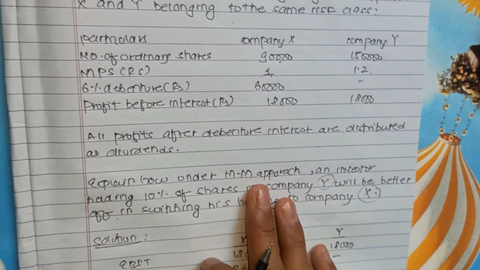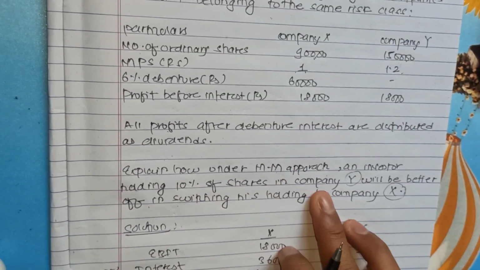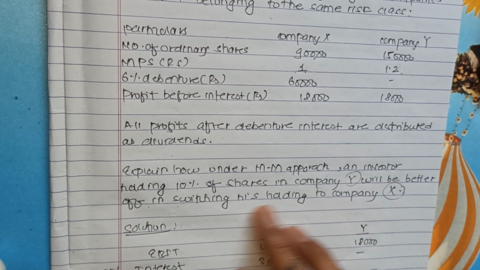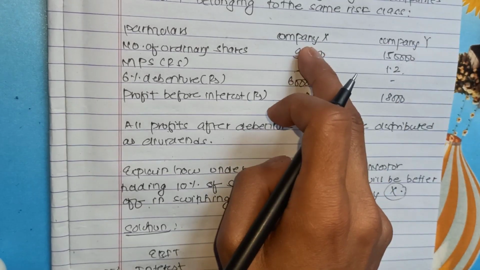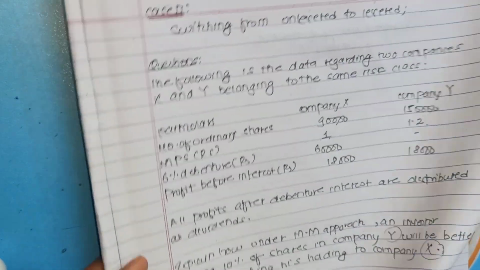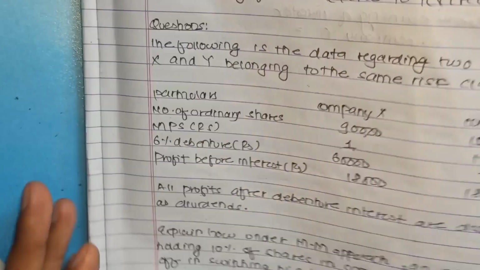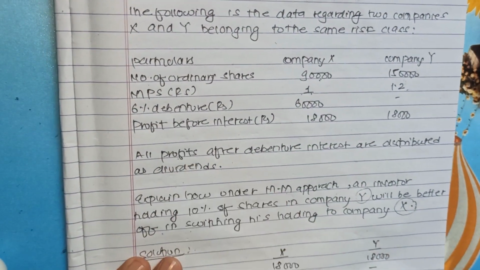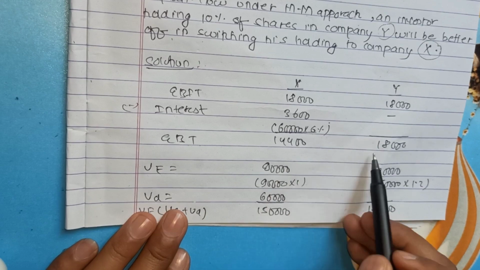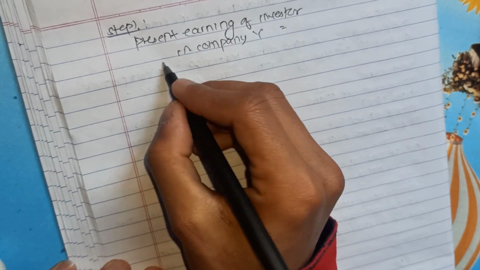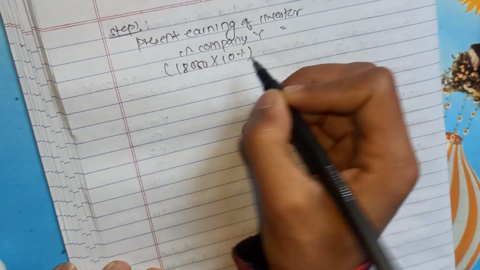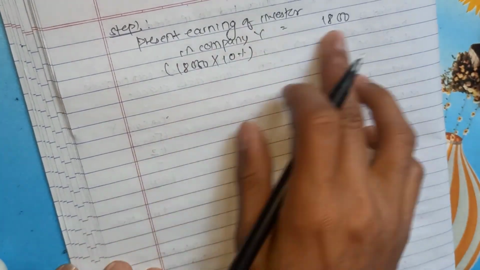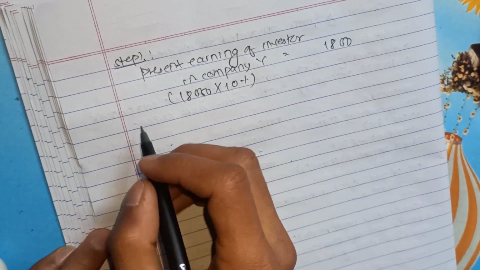There is a question that 10% holding of the share of the company Y will be better off switching to company X, means he is investor in company Y, he wants to switch to company X. Present earning of the investor in company Y is, how much is the EBIT or EBT, earnings of company Y is 18,000. Earning of company Y is 18,000 into how much is the holding in company Y, 10%, means it comes to 1800. This is his present income.